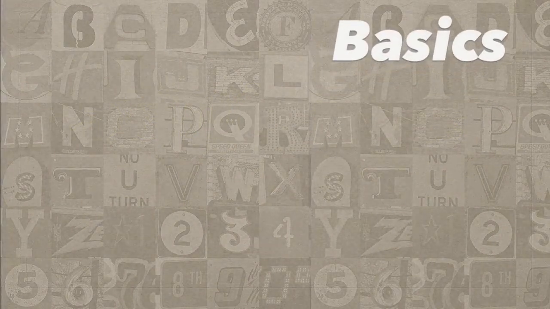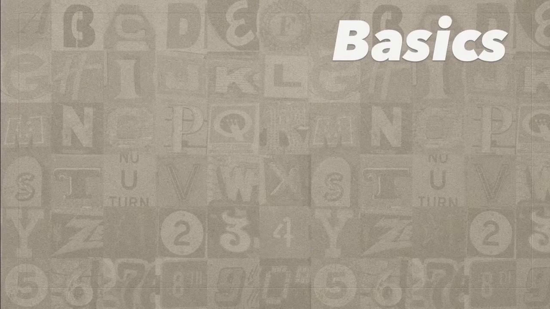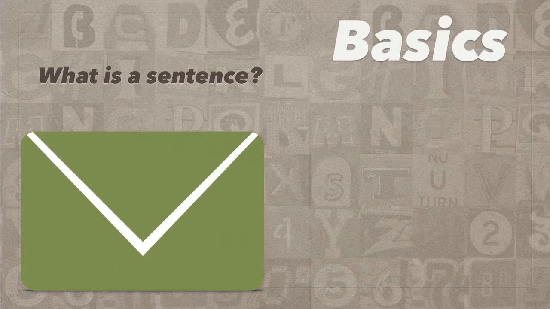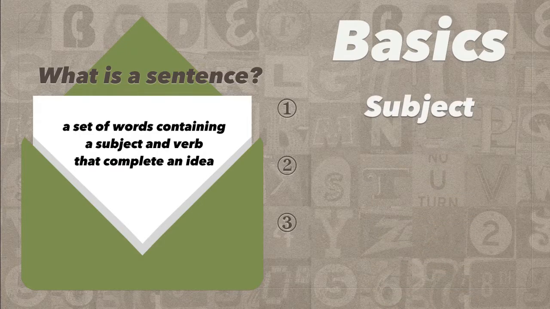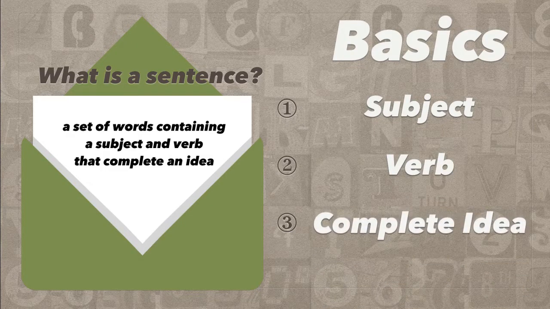So let's begin with the basics. My first question for you is, what is a sentence? A sentence is a group of words that complete an idea. So you need three things. Number one, a subject. Number two, a verb. And number three, you need a complete idea. That means it's a finished idea. The listener or reader is not left wondering what else you want to talk about in the sentence.